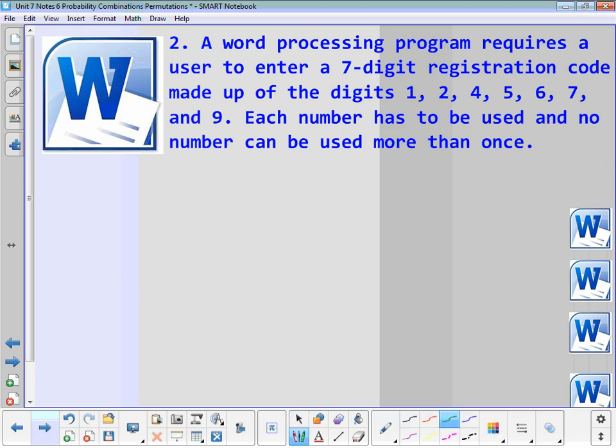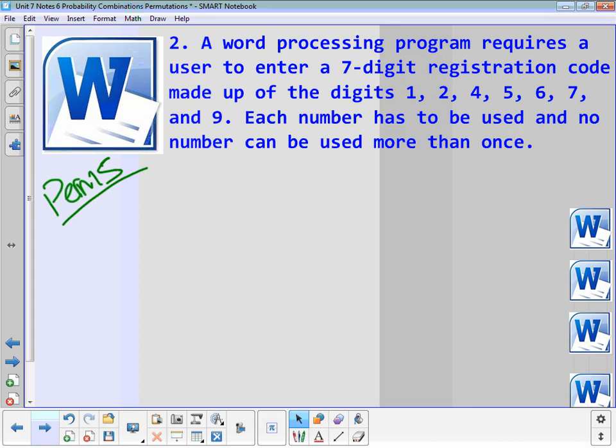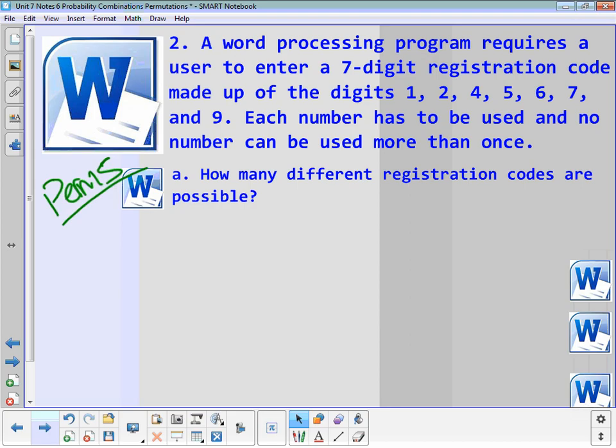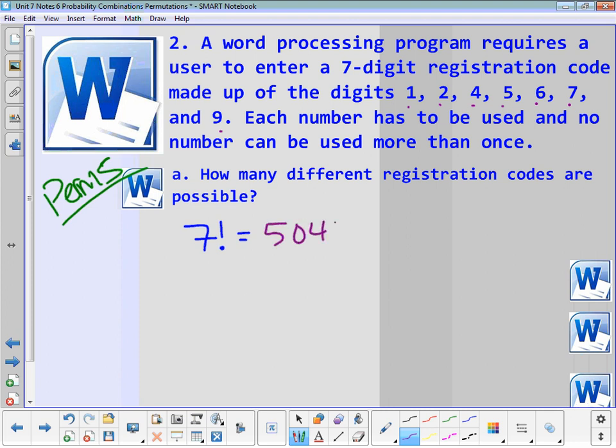So again, this is going to be permutations, perms, because we're talking about a code, which means it has to go in a certain order. And again, the first thing that we should do is to figure out how many different registration codes are possible. I'm using all 7 digits, so this is going to be 7 factorial. And I get the 7 from 1, 2, 3, 4, 5, 6, 7 digits. Okay, so 7 factorial ends up being 5,040 codes. Okay, now that's going to be the denominator of all of my probability fractions.